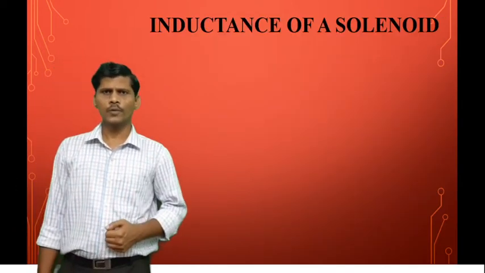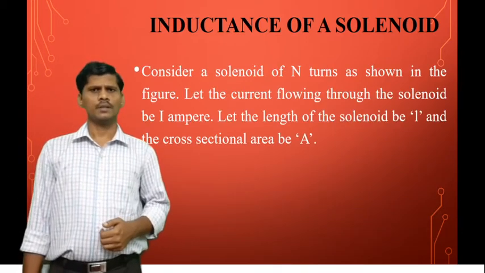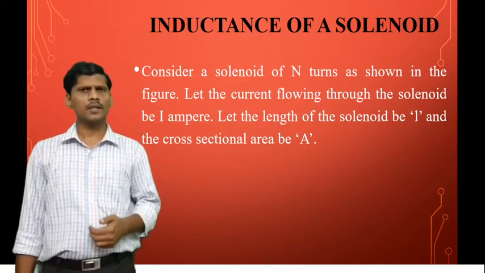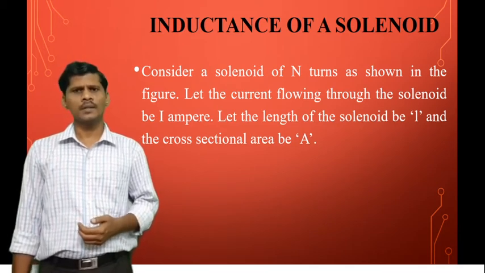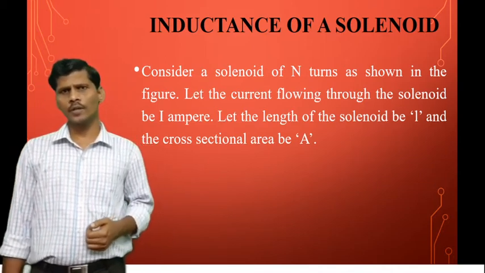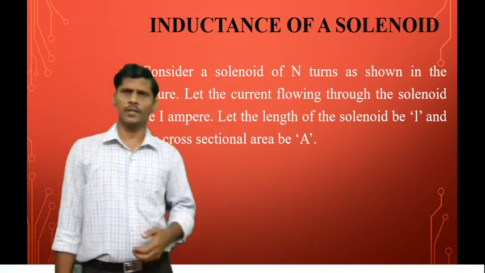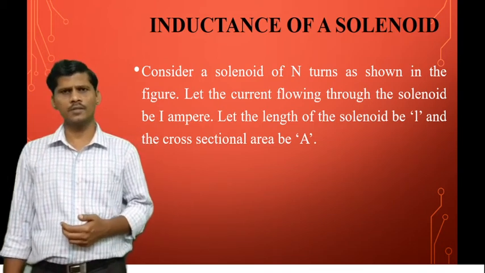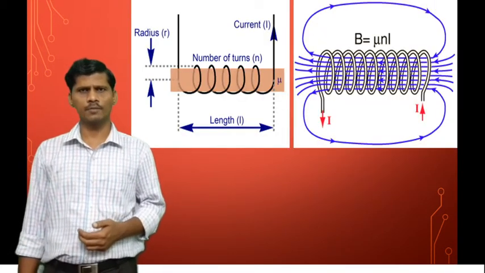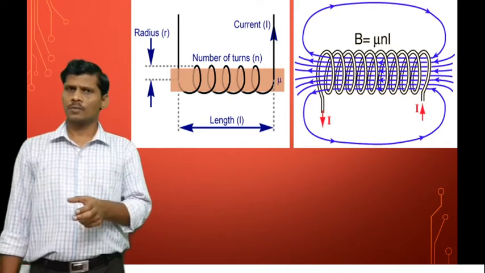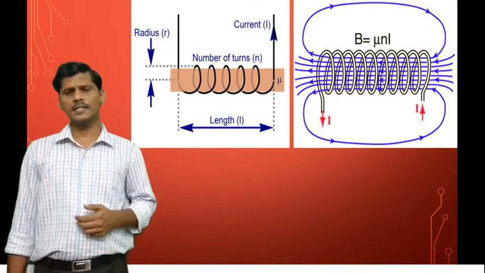Next, we are going to discuss the inductance of a solenoid. Consider a solenoid of N turns shown in the figure. Let the current flowing through the solenoid be I amperes, the length of the solenoid be small l meters, and the cross-sectional area of the solenoid be capital A.